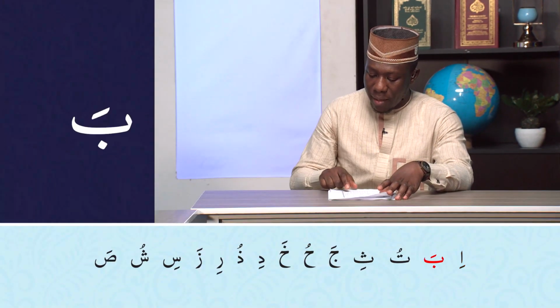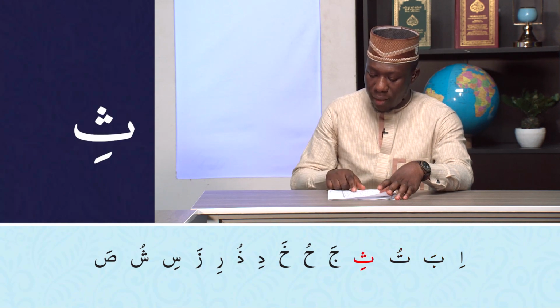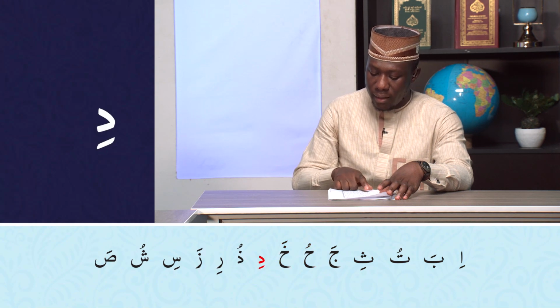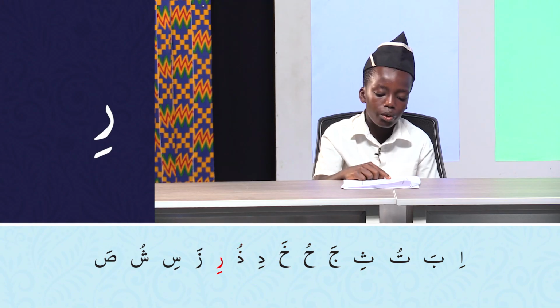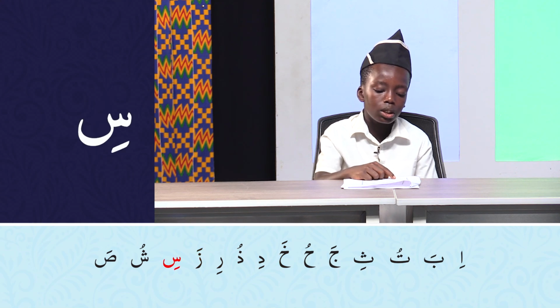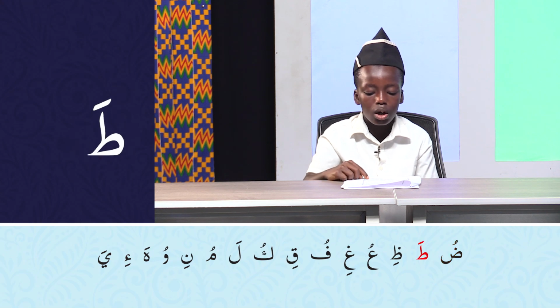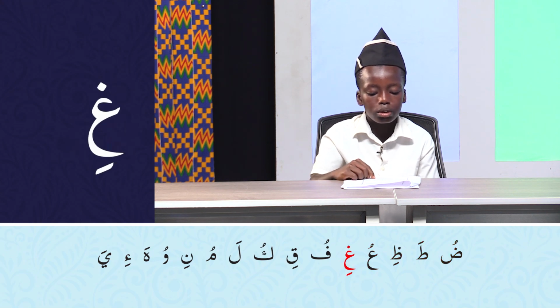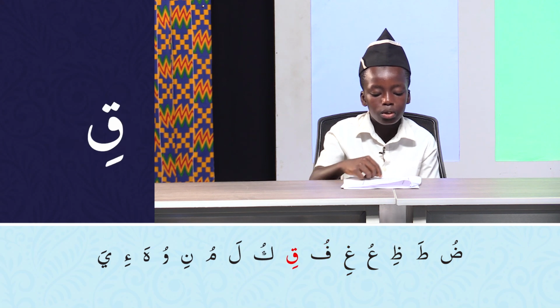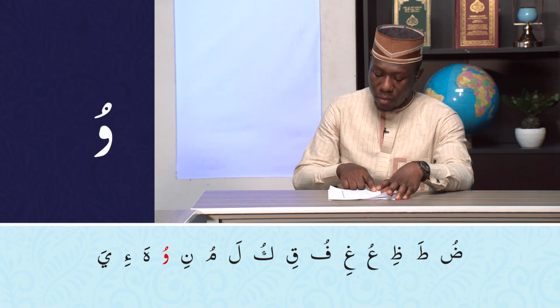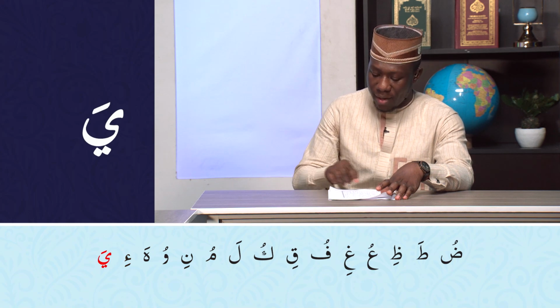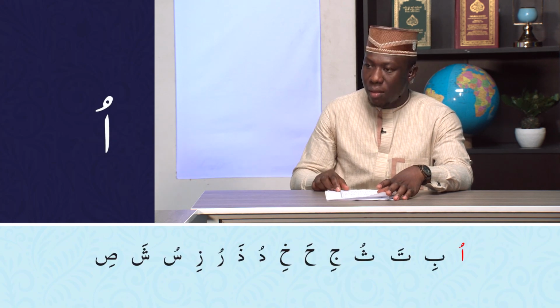I. Ba. Tu. Fi. Ja. Hu. Kho. Di. Zu. Ri. Za. Si. Shu. So. Du. To. Vi. U. Ri. Fu. Ki. Ku. La. Mu. Ni. Wu. Ha. I. Ya. Now we go to the third one, which starts with dhamma.